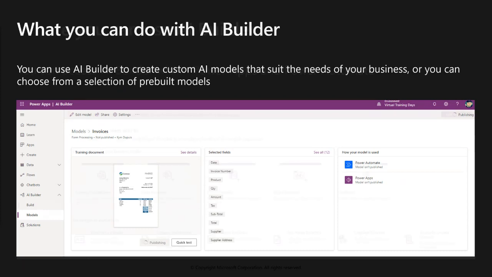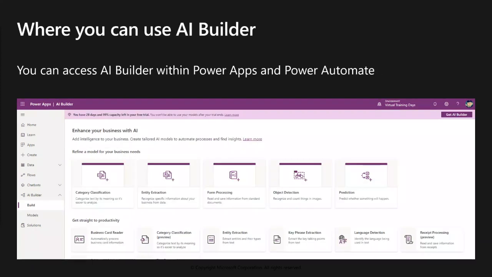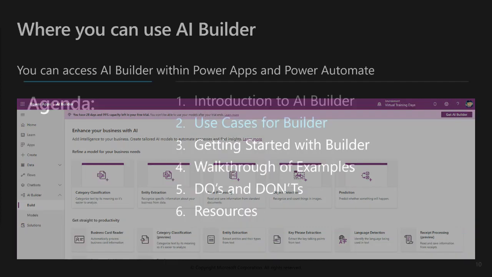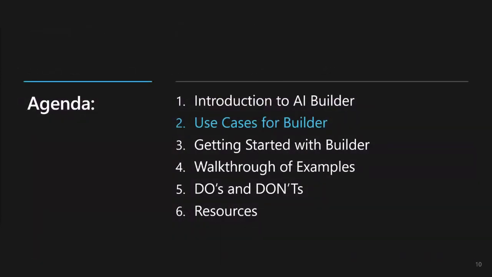So you can access AI Builder directly from the Power Apps and Power Automate maker portals. All you'll need to do is navigate to the left navigation menu and select AI Builder, and then you can see all the different models that are available that you can start from, or you can create a new model from scratch. So let's go ahead and switch gears a little bit and talk about some use cases for AI Builder.